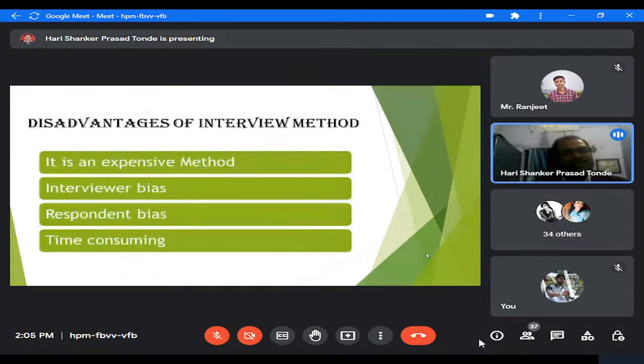Some disadvantages are also found. It is an expensive method. It means you have to consider what resources you need to go to a particular person or a particular domain, so the cost has to be calculated. It must be expensive. Interviewer bias, respondent bias, and time consuming. These are some disadvantages of the interview.